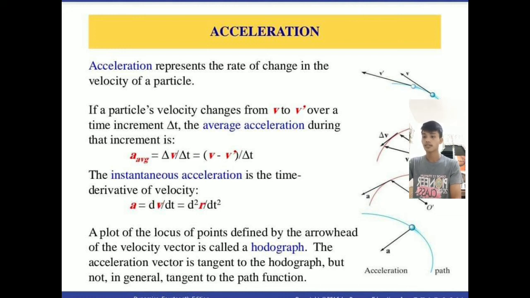The instantaneous acceleration is the time derivative of the velocity. a = dv/dt = d²r/dt². A plot of the locus of points defined by the arrowhead of the velocity vector is called a hodograph. The acceleration vector is tangent to the hodograph but not in general tangent to the path function.